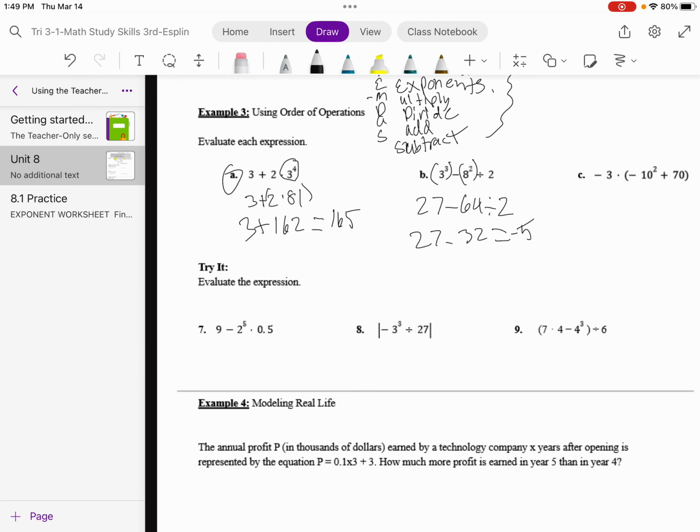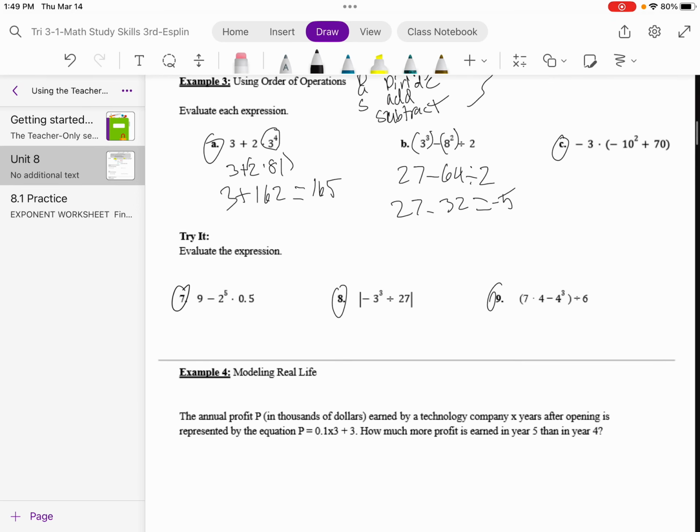Okay, I want you to do C, and then I want you to do 7, 8, and 9 and check with a partner. And then with a partner, I want you to do the word problem together.